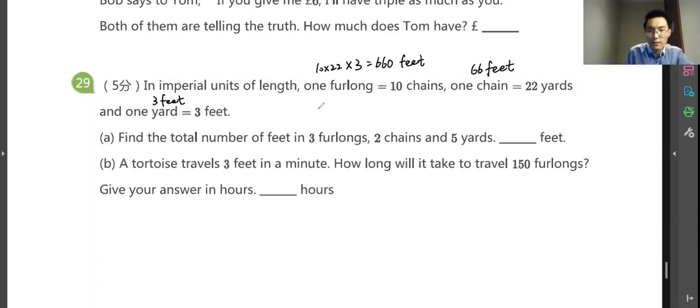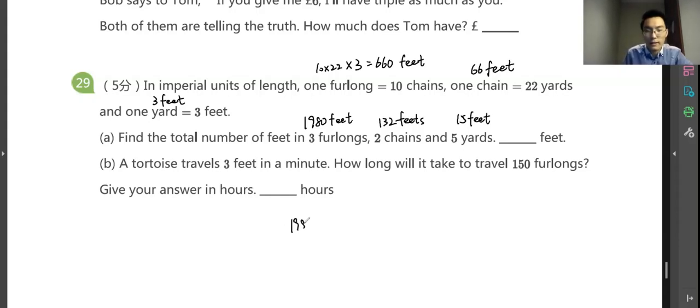So 3 furlongs is just 3 times 660, which is 1980 feet. And then 2 chains, 2 times 66, which is 132 feet. And at last, 5 yards, which is 15 feet. And then we just add them all together.